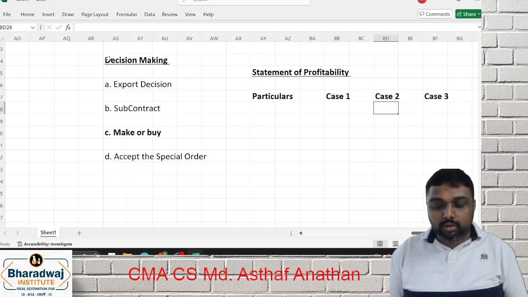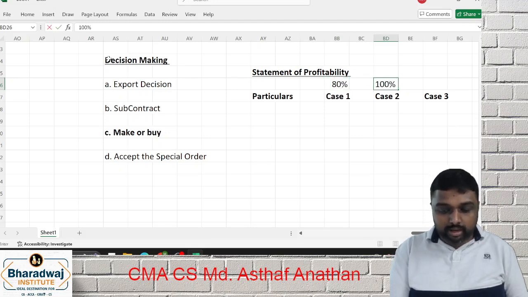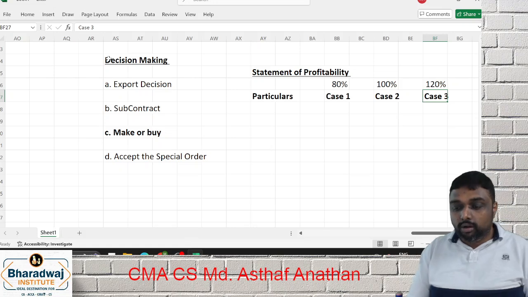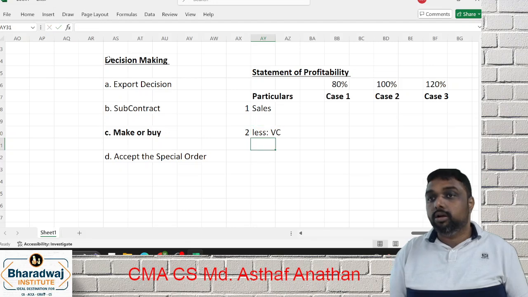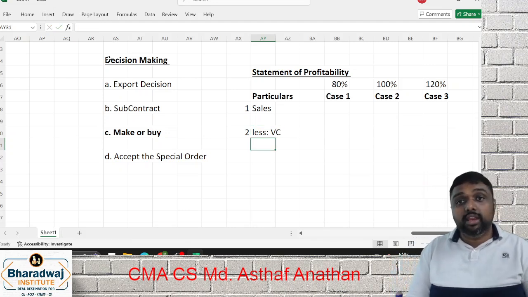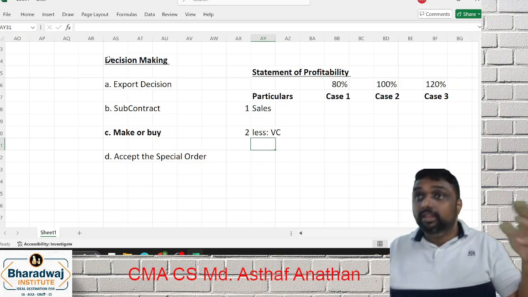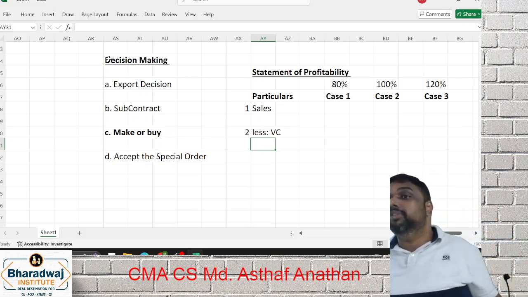Case 1 maybe you are running at 80%. Case 2, you may be running at 100. Case 3 may be 120. Like that, different cases, different units. Now in our profitability statement, what is the sales, what is the less variable cost. Variable cost will vary according to the production. Sometimes they'll tell you next year the price will increase, or efficiency increases and cost decreases. You have to be very clear.